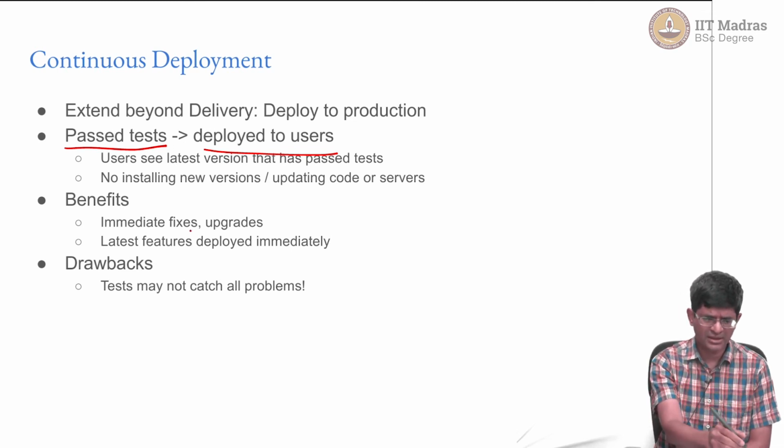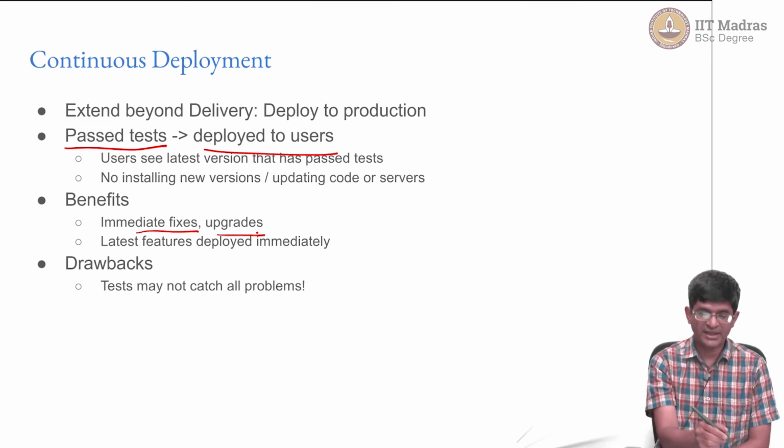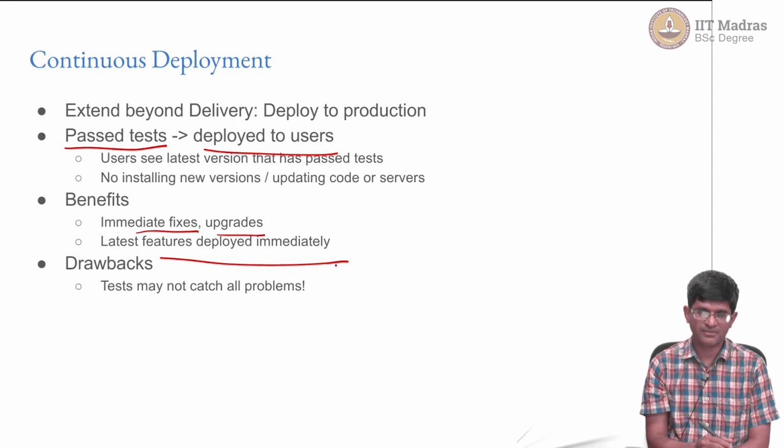So the benefits are immediate fixes if you have a bug, also upgrades, right, and latest features can be deployed immediately. But the flip side is you could potentially have tests that have not caught all possible bugs, right, because testing is not some kind of bulletproof process that guarantees correct functionality. It means that whatever tests you wrote passed. But what if you did not have a test for some particular bug, or some other problem crept in which you had not thought of before, right?